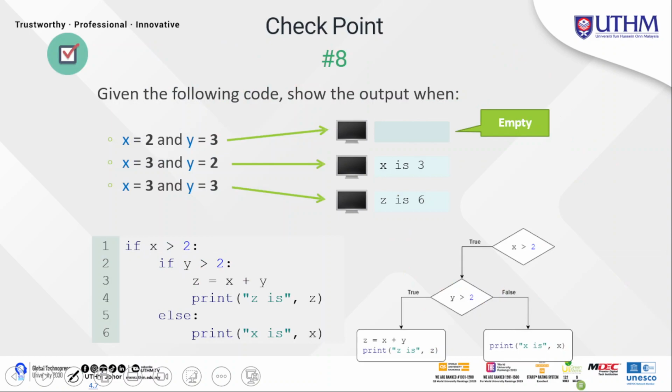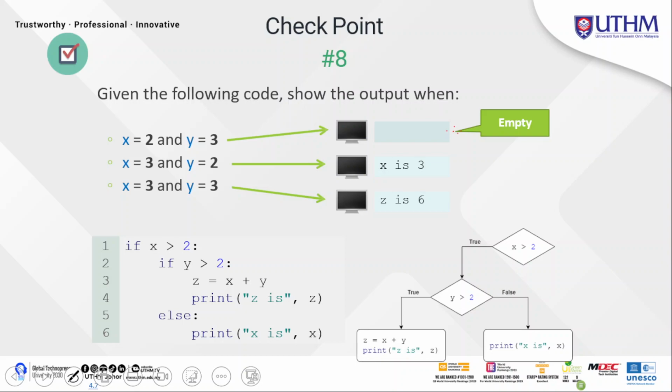Okay, let's go with the checkpoint. Given the following code, show the output when x equal to 2 and y equal to 3. Okay, so we need to show the answer, which means that it should be printing empty. Second case, x equal to 3, then y equal to 2. Third case, x equal to 3 and y equal to 3, then z is 6.